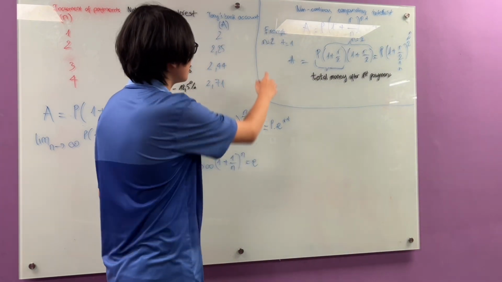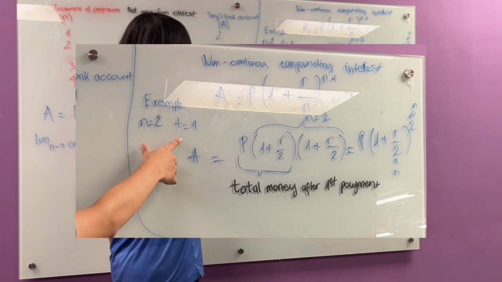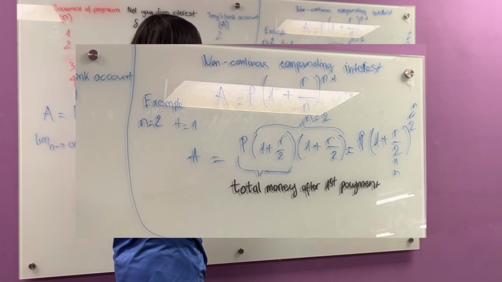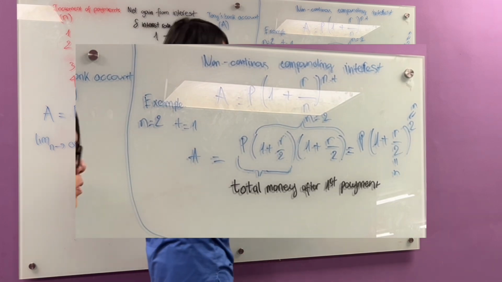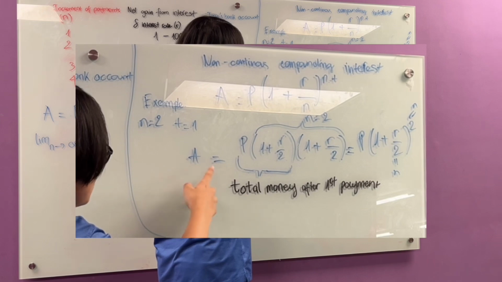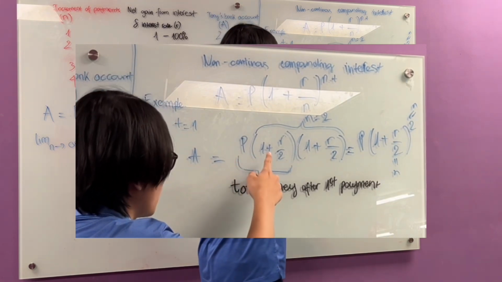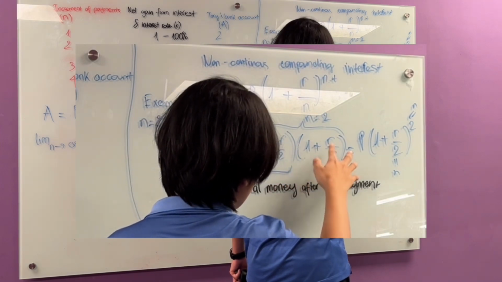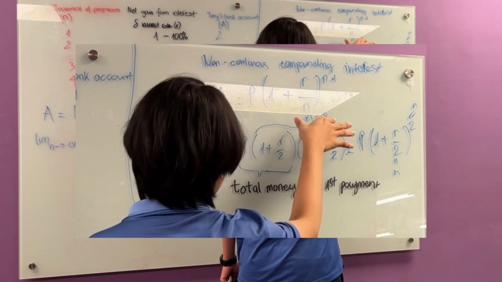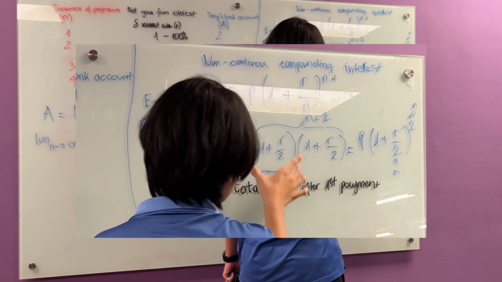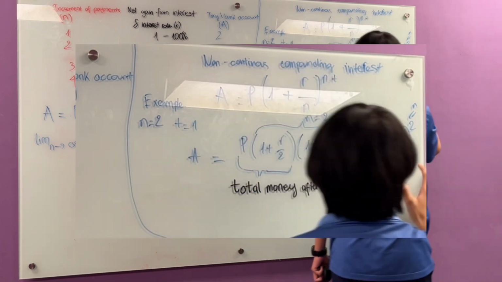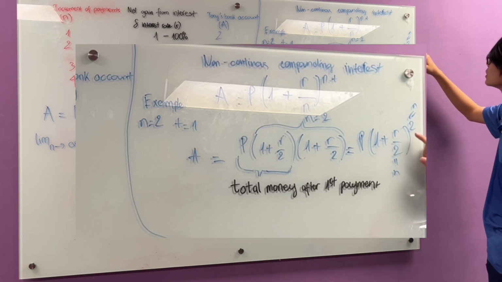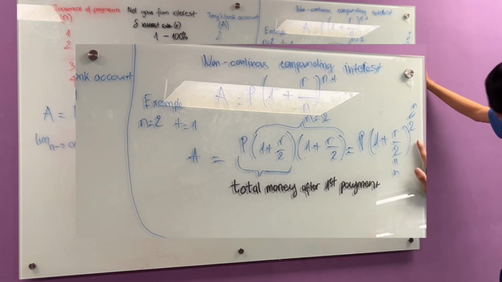Let's take a project that matures in 1 year that pays you interest 2 times. That would be A. So A would be equal to P multiplied by 1 plus R over 2 multiplied by 1 plus R over 2 again, because there are 2 increments of payment. And so, which will be equal to P multiplied by 1 plus R over 2, raised to the power of 2.